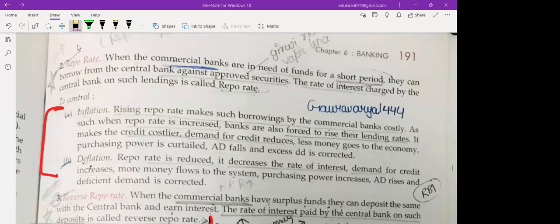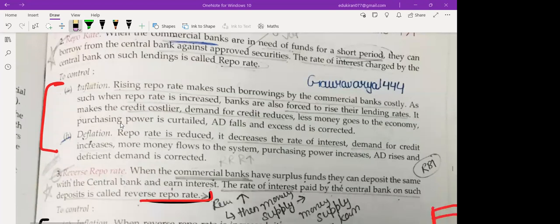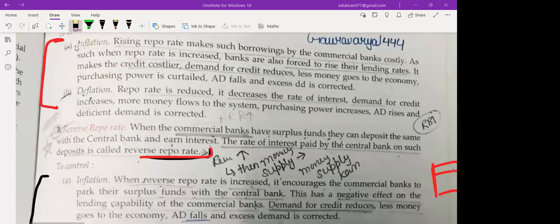So you tell me, what is the repo rate? Repo rate, ma'am, I told you, it is a short-term loan. Now tell me about inflation and deflation. When there is inflation, will you increase it or decrease it? In inflation, I will increase, and in deflation, I will decrease. Correct. Very good.